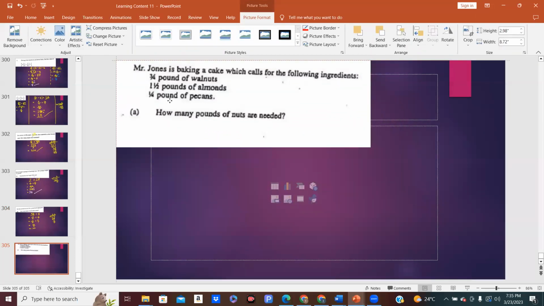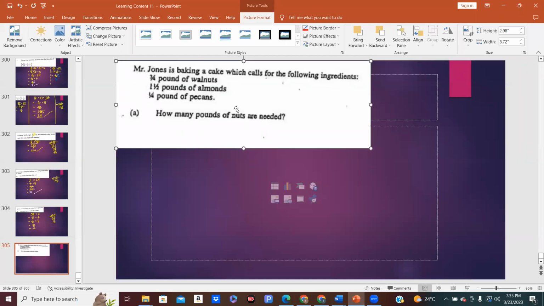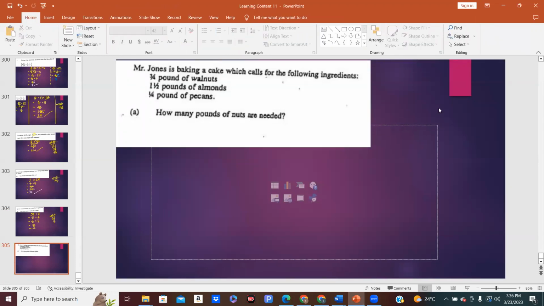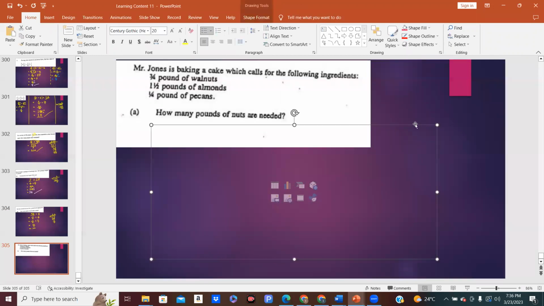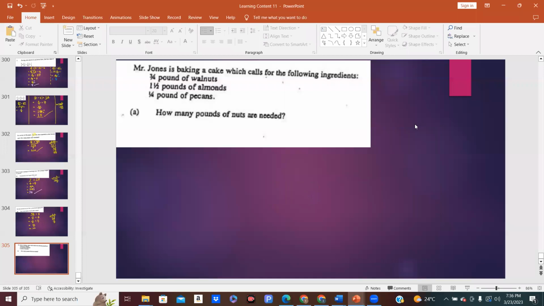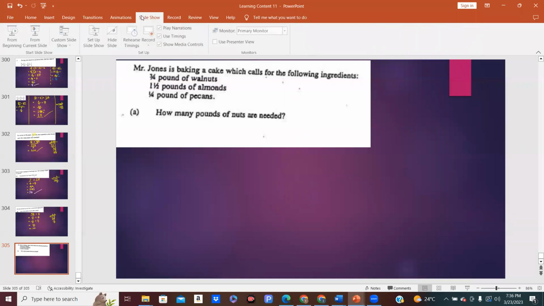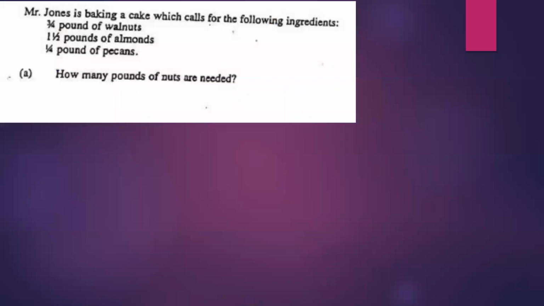Mr. Jones is baking a cake that calls for the following ingredients: 3/4 pound of walnuts, 1.5 pounds of almonds, 1/4 pound of pecans. How many nuts are needed?